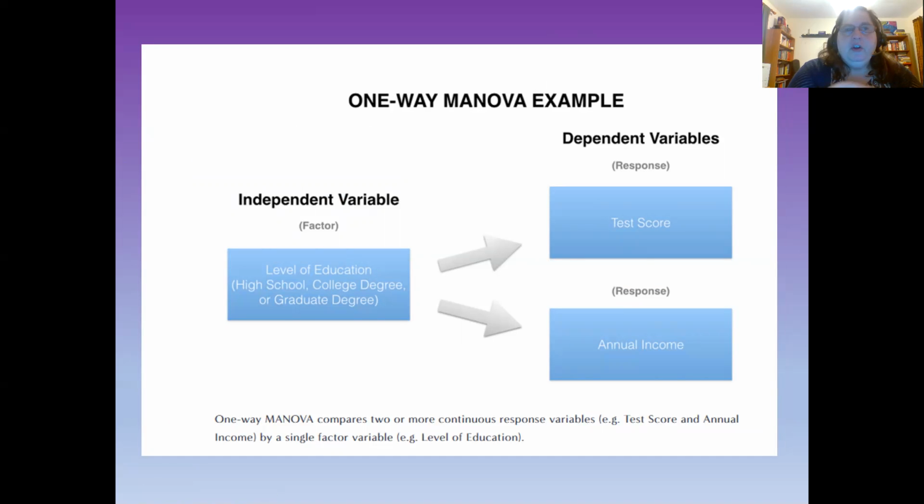Okay, now let's look at a one-way MANOVA. Okay, so MANOVA compares two or more continuous response variables, test score and annual income, by one or more factor variables. In this case, this is a one-way MANOVA, excuse me, so it's by just a single factor variable, level of education.